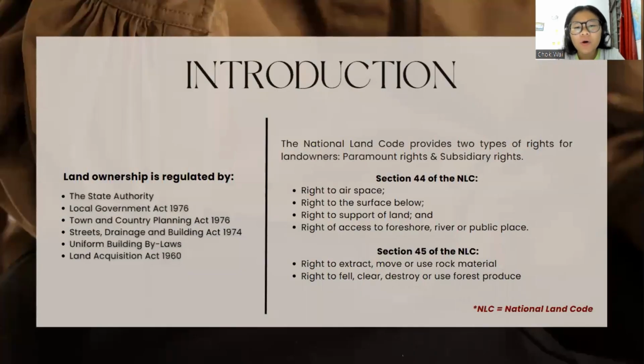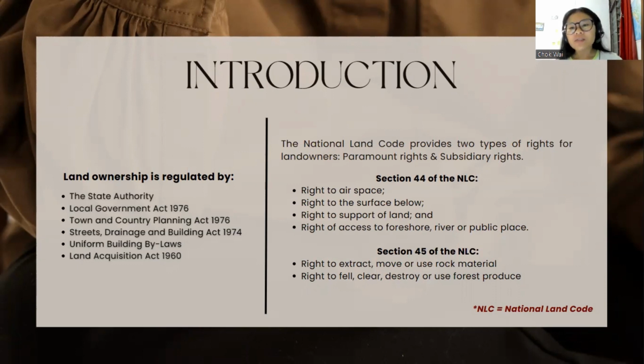So, the control over private land ownership is actually regulated by various other legislation. First of all, of course, land ownership is regulated by the state authority. Next, there are also the Local Government Act, Town and Country Planning Act, Street Drainage and Building Act, Uniform Building Bylaws, Land Acquisition Act, and many other statutes such as the National Land Code. The National Land Code provides two types of rights for landowners, which are paramount rights and subsidiary rights.